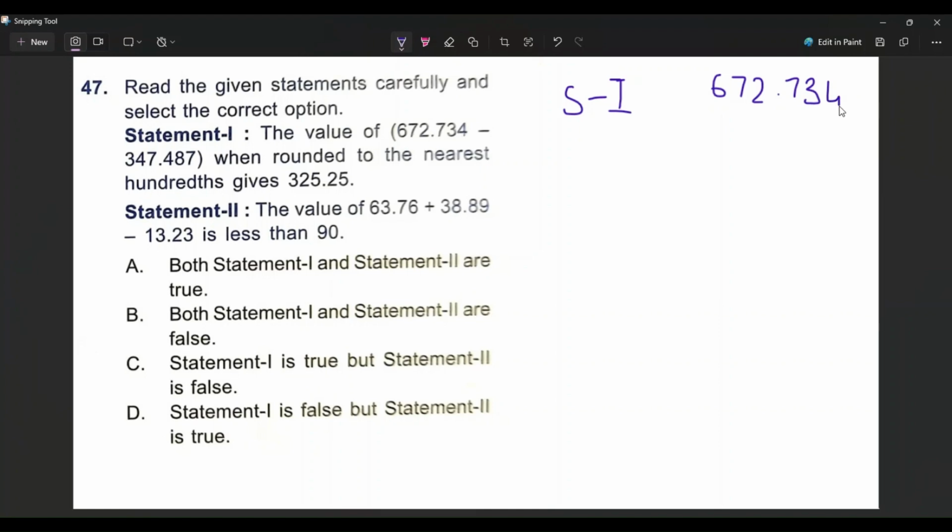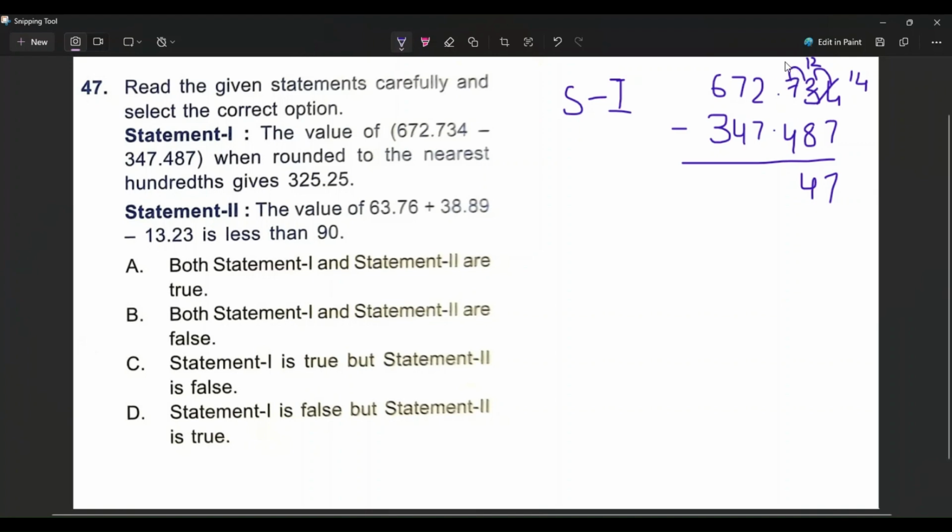672.734 minus 347.487 gives us: 4 minus 7 will not go. So take a borrow. It becomes 14. 14 minus 7 is 7. The 1 when borrowed here makes it 2. So 2 minus 8 will not go. Take a borrow. It becomes 12. 12 minus 8 is 4. The 1 when borrowed here makes it 6. 6 minus 4 is 2.